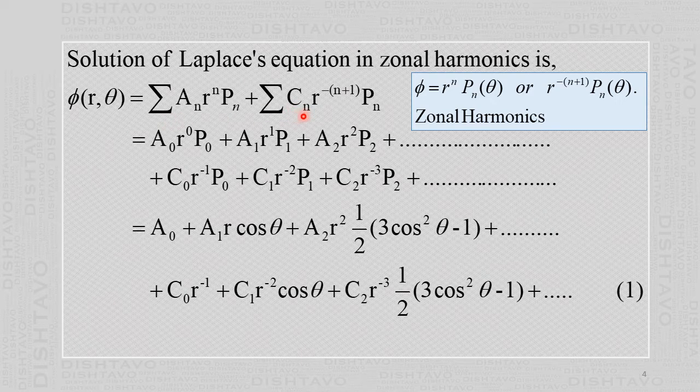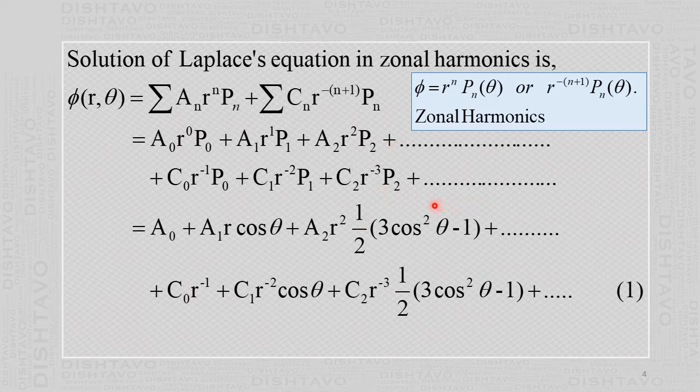For n equal to 0, it is c0 times r raised to minus 1, times P0. Then for n equal to 1, it is c1 times r raised to minus 2, and this is P1. Then for n equal to 2, it is c2 times r raised to minus 3, and this is P2. Then you can similarly write the higher order terms.